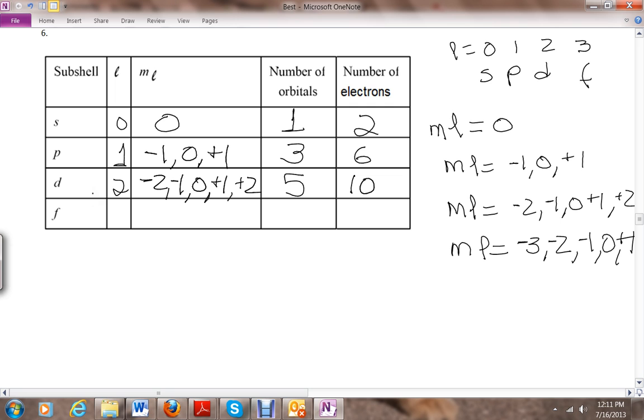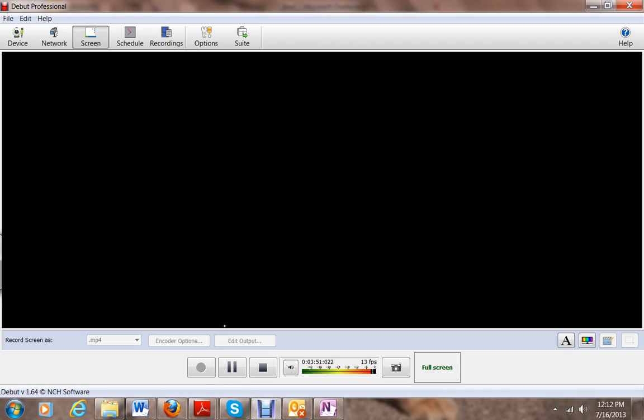And the same with F. F would be an L of 3. The ml would be minus 3, minus 2, minus 1, 0. Unfortunately, you have to write them all. Plus 1, plus 2, plus 3. Okay, and this is going to be 7, right? 1, 2, 3, 4, 5, 6, and 7. Sorry for this one. And it would be 14 electrons. And that's it for this video. Okay, I will put that it's 4 minutes.